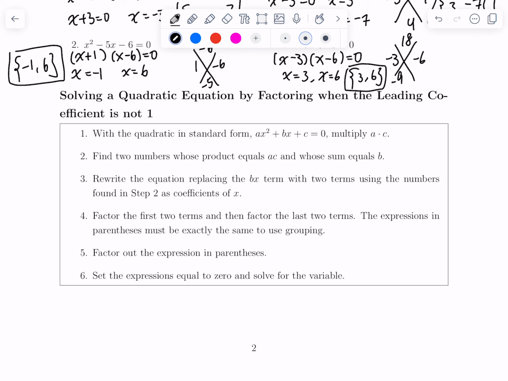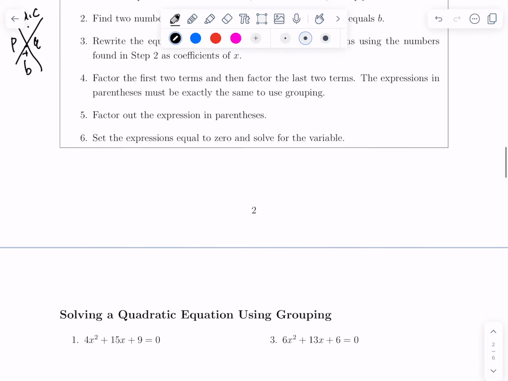Welcome back to the quadratic equation videos, and this time we're going to factor when the leading coefficient is not 1. We're going to apply the same thing over here. We're still going to use the cross. The top is a times c, the bottom is b, and we're trying to find the p and q values. When I multiply the p and q values together, I want to get the product ac, and when I add them together, I want to get b.